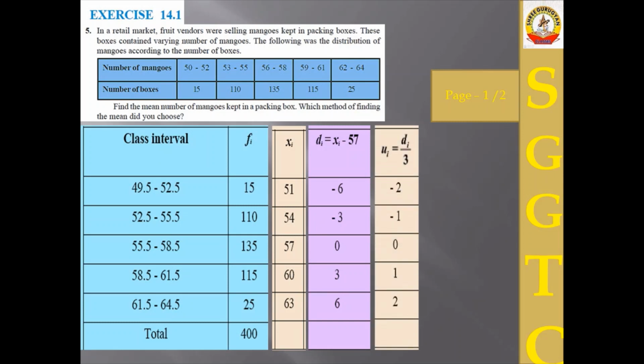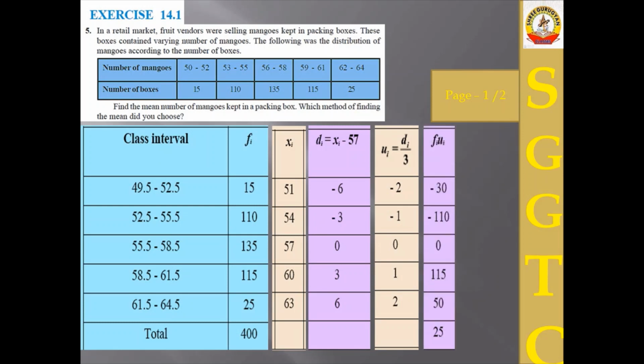And next, moving ahead to Ui, it is Di by 3. Why is 3 written? 3 is your class interval. See, in all the class intervals the gap is 3 only. And the last column is Fi into Ui. Fi means the second column, the frequency column.